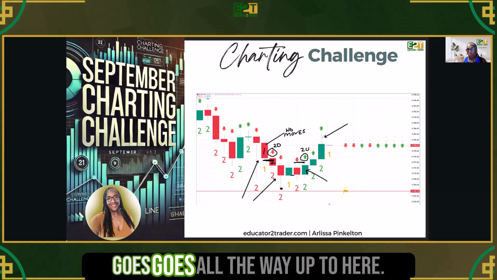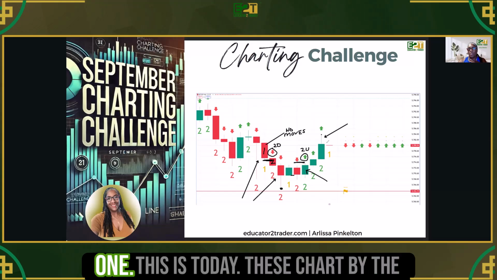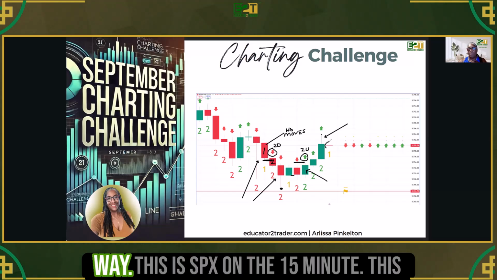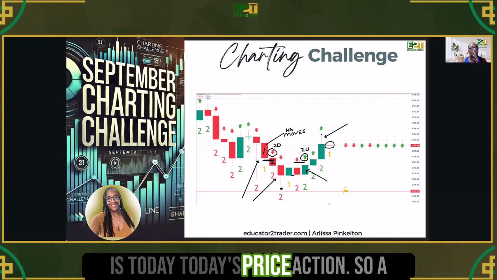Price action goes all the way up to here. Then we end up closing with a 1. This is today's chart, by the way. This is SPX on the 15-minute. This is today's price action.